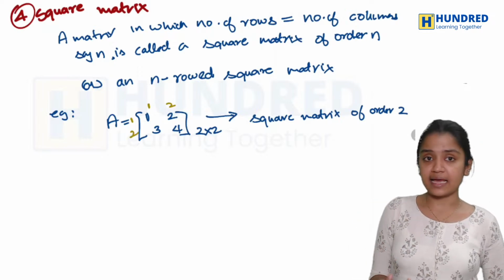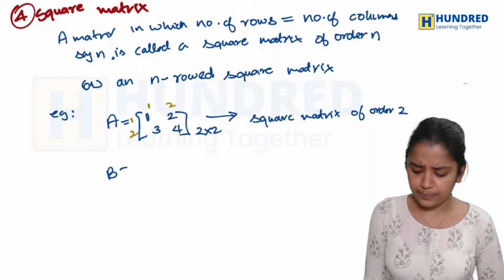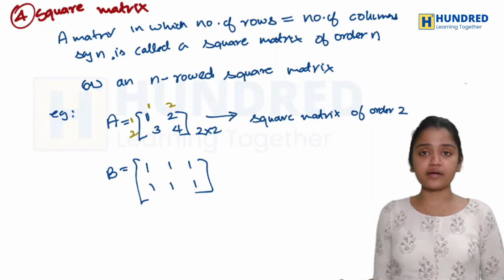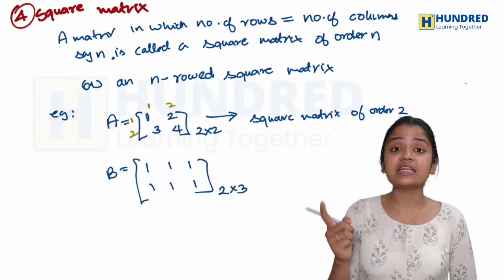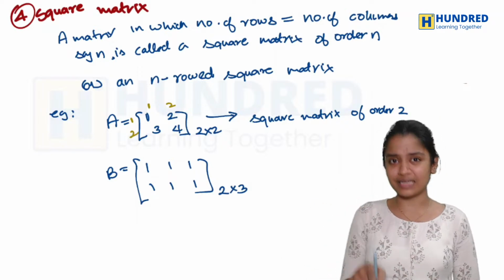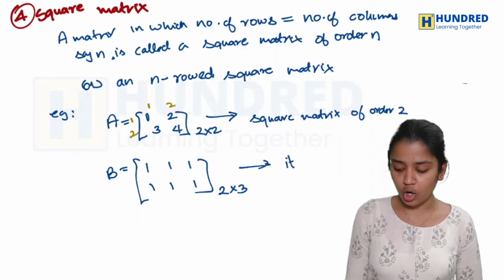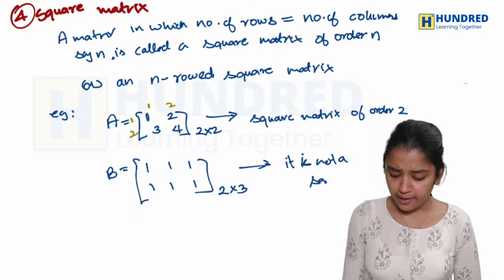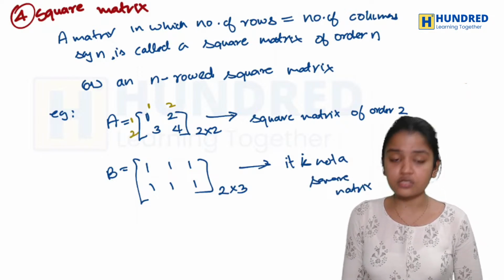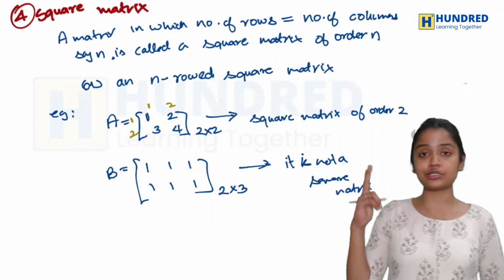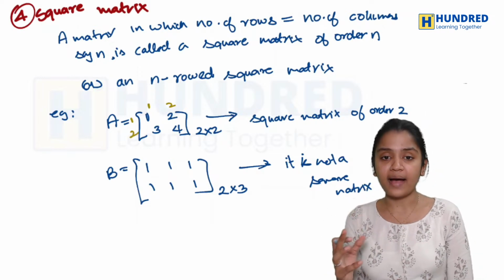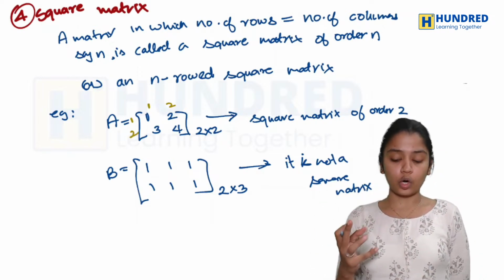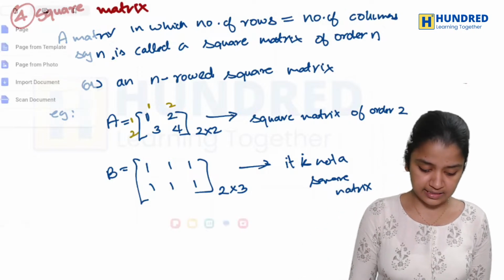Can I give some other example? Now, if I take an example B, which is 1, 1, 1, 1, 1, 1, is this a square matrix? You have 2 rows and 3 columns. The number of rows is not equal to the number of columns, so this is not a square matrix, since the number of rows is 2 and the number of columns is 3. Now let's see the next type.